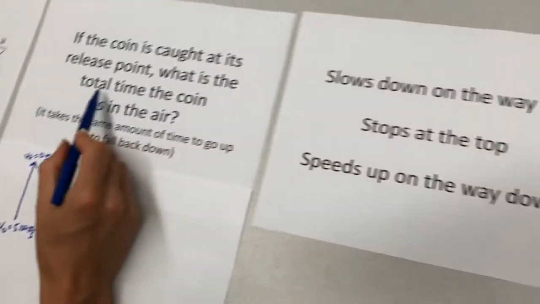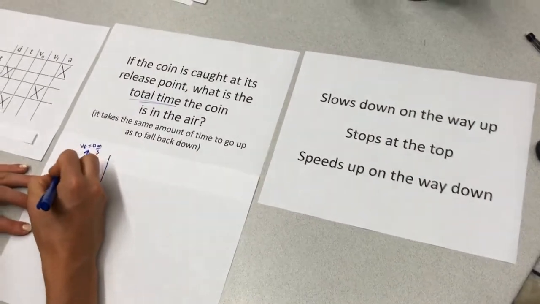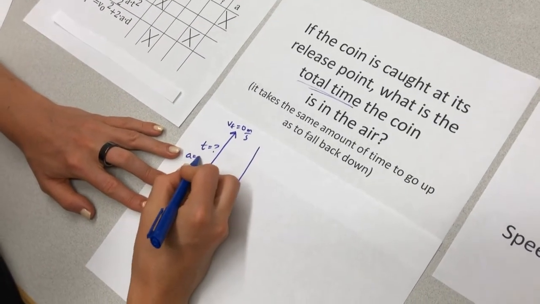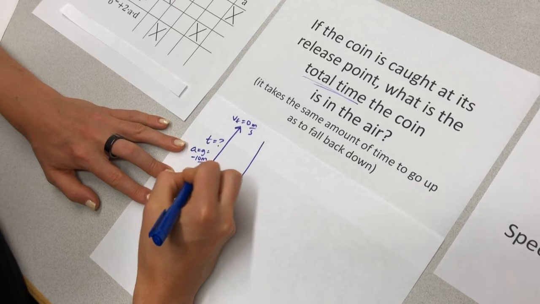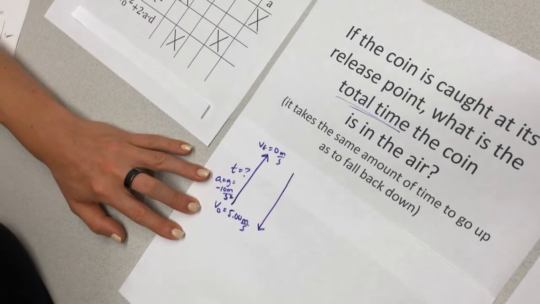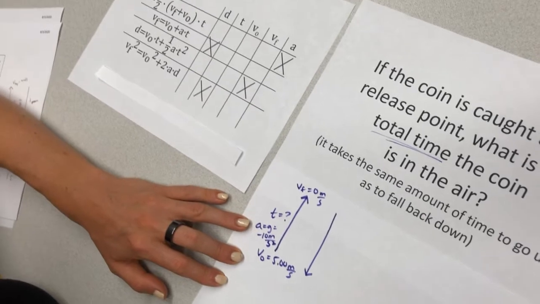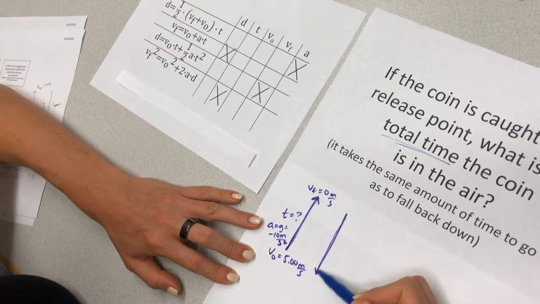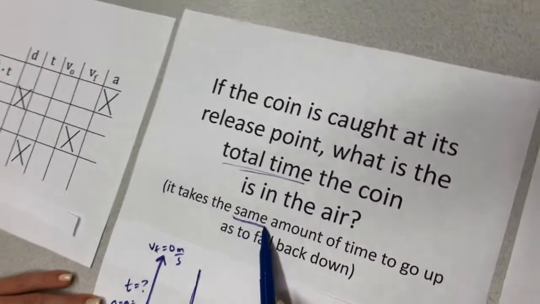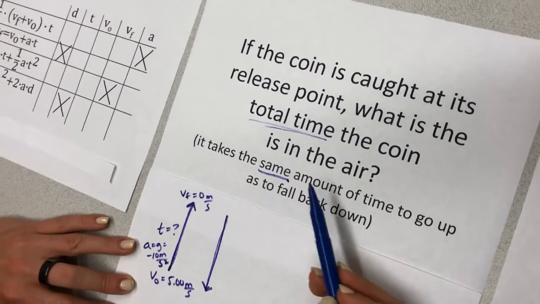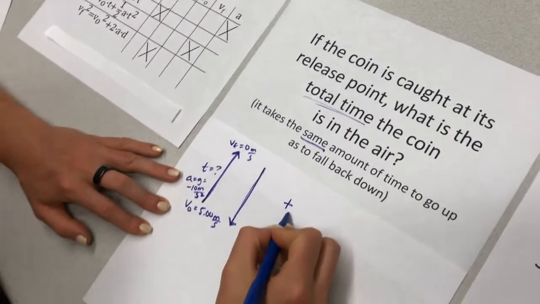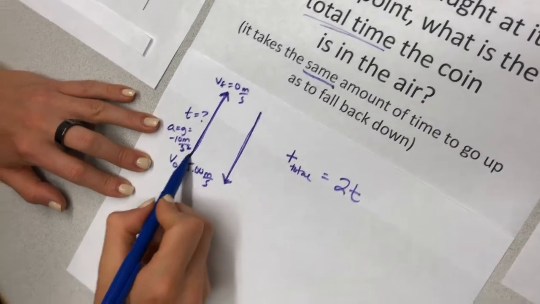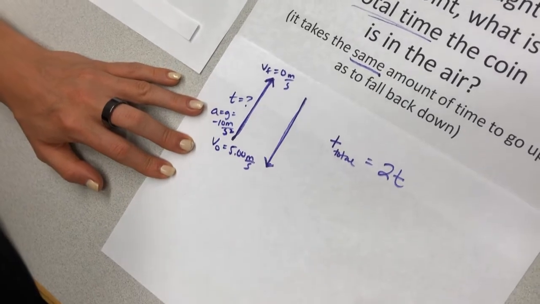This time, we're trying to figure out what the total time is. So our question is, what is the time? We also always know that the acceleration due to gravity is -10 meters per second squared. Okay. So take a look at this though. The coin is going up in a certain amount of time, and it's also coming down, and it's going to take the same amount of time to do both of those. So essentially, the total time is going to be 2t. So whatever we calculate for going up, t, we'll just multiply that by 2.